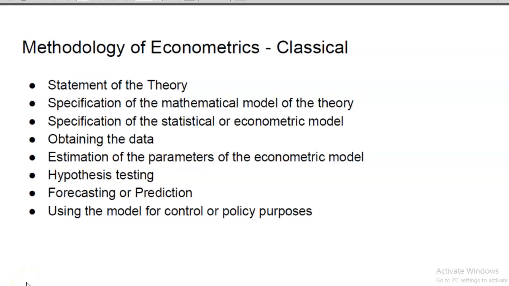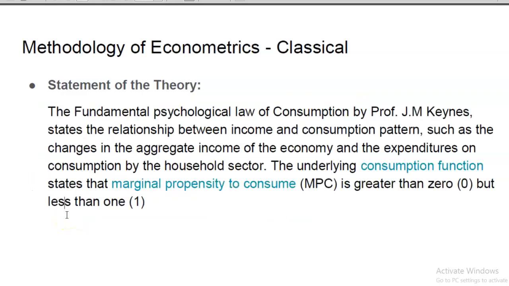Methodology of econometrics. According to the classical methodology, which classical economists derived for econometric modeling, as I told you, the first step is the statement of theory. This entire process of methodology has been explained using a theory of J.M. Keynes, which we have earlier studied in our economic thought also.